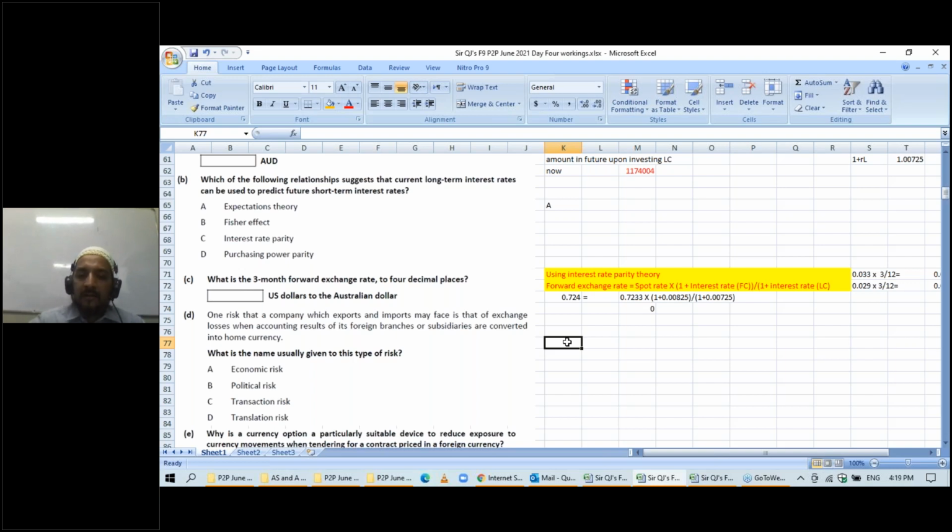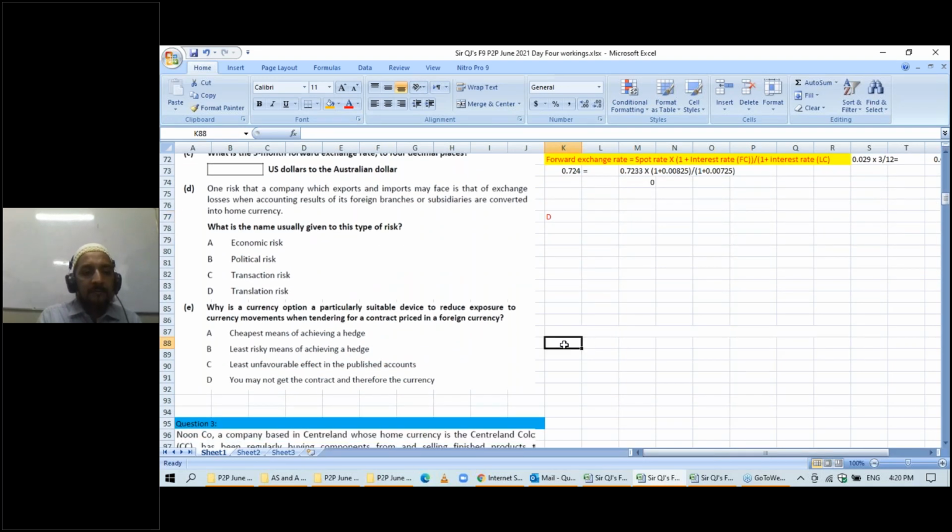Let's move on to part D. One risk that a company which exports and imports may face is that of exchange losses when the accounting results of its foreign branches or subsidiaries are converted into the home country currency. Yesterday I explained this. This is known as a translation risk. Translation risks do not result in any actual losses, it is just in the financial statements. This is basically used in the consolidation of foreign currency transactions into local currency. So the answer to this part is D. It is known as translation difference. Okay, translation risk.